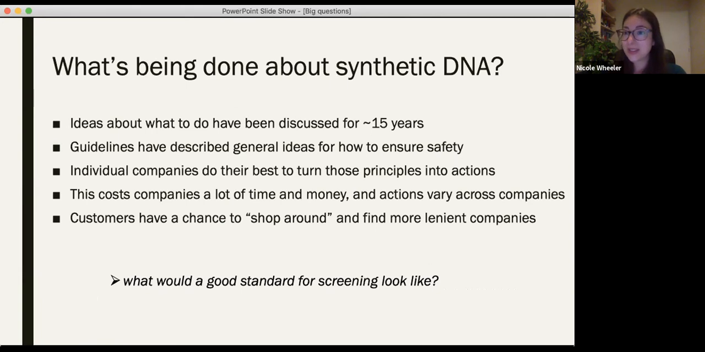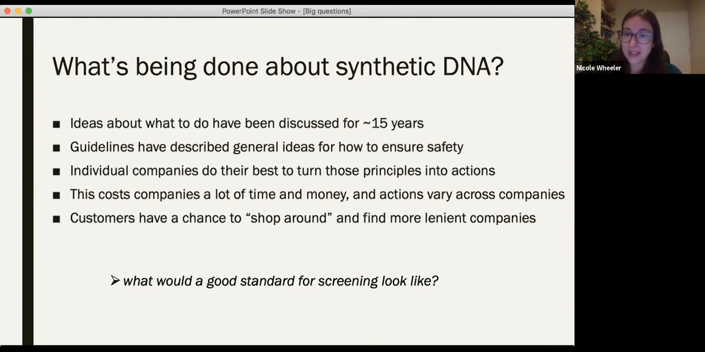So what are we doing around synthetic DNA at the moment? People have been discussing what to do about this risk really seriously for about 15 years. In that time, some guidelines have been developed to talk about general ideas about how we might make the industry safe. But it's up to individual companies to take those general ideas about don't ship dangerous DNA to dangerous people and turn those into actions that they do every day.